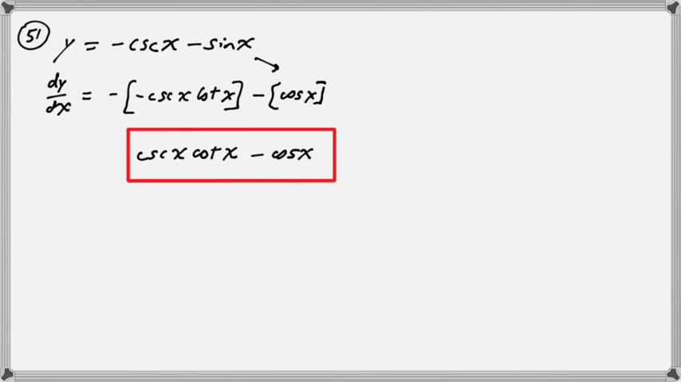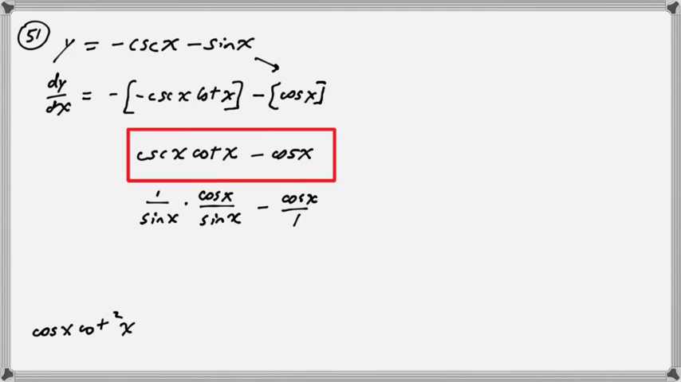Let's see if it simplifies. Cosecant is 1 over sine. Cotangent is cosine over sine. And this is cosine over 1. I don't see where it's really going to help me to get a common denominator. It's not going to clean it up. So I'm going to imagine this is the answer for 51. I will check. Now I'm going to try to match your answer.